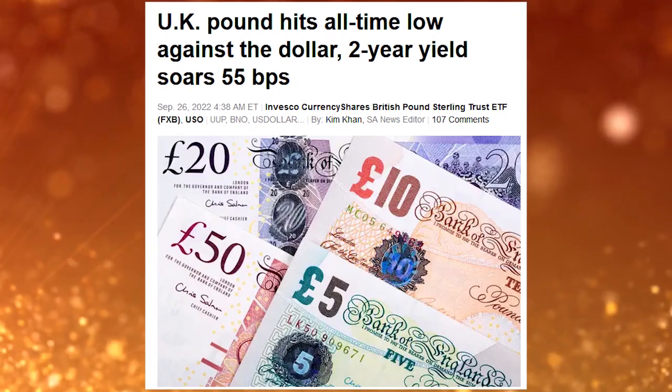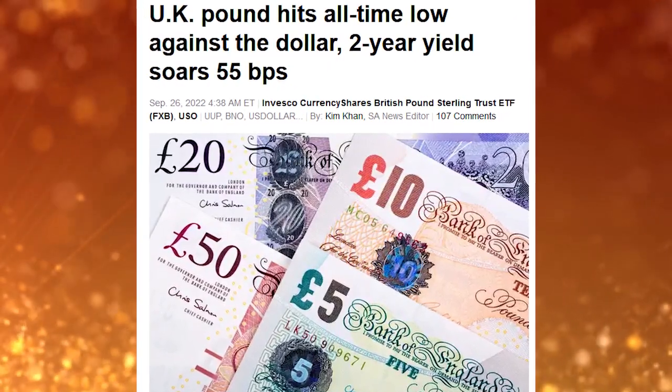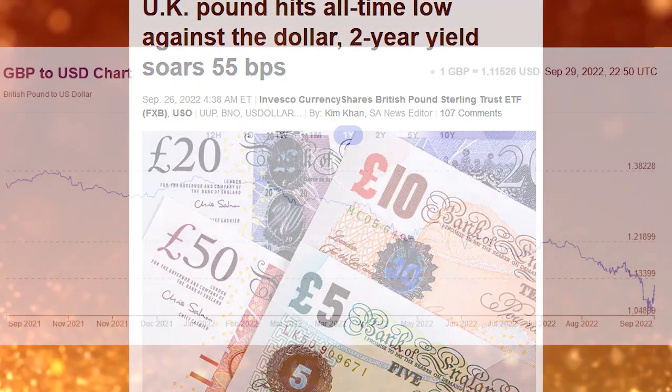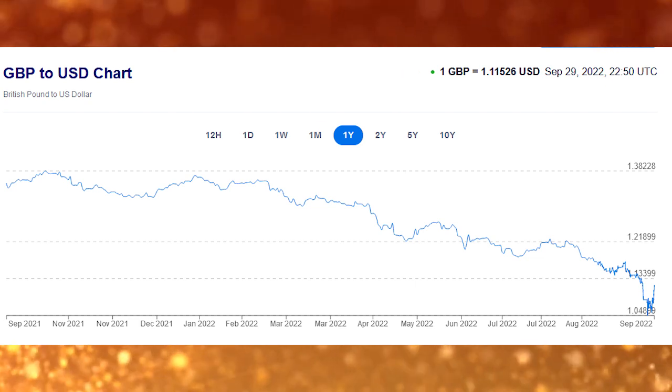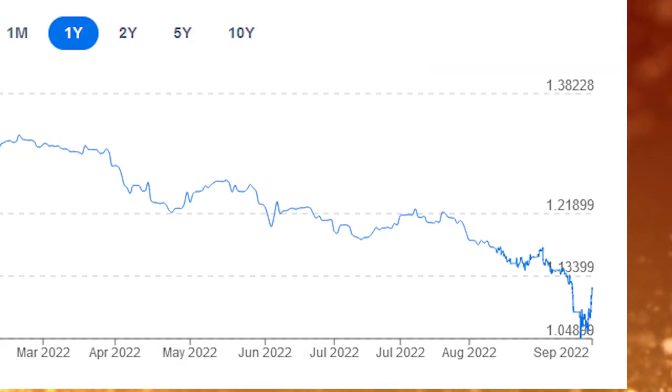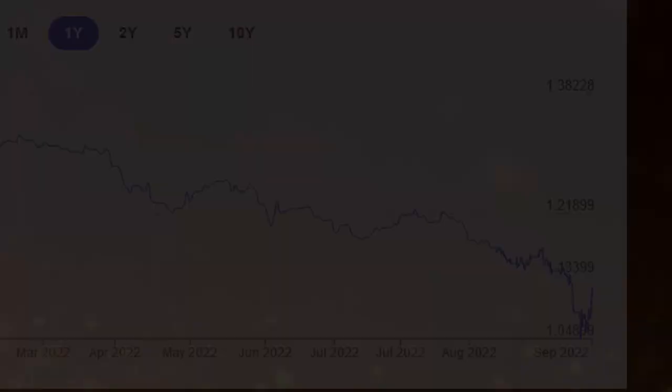The UK hit an all-time low against the dollar as the 2-year yield soars 55 basis points. The rapid depreciation in the pound can be seen in this chart where it hit the all-time record low just earlier this week. This resulted in a policy change that the UK implemented, some would argue, right at the wrong time. They stepped into the market, they started buying the gilt or pounds, and they did a market intervention, and at the same time they cut taxes.